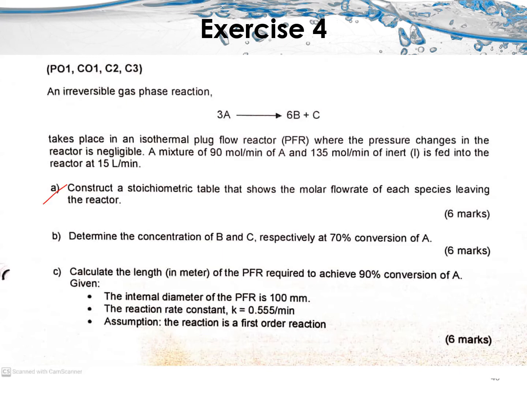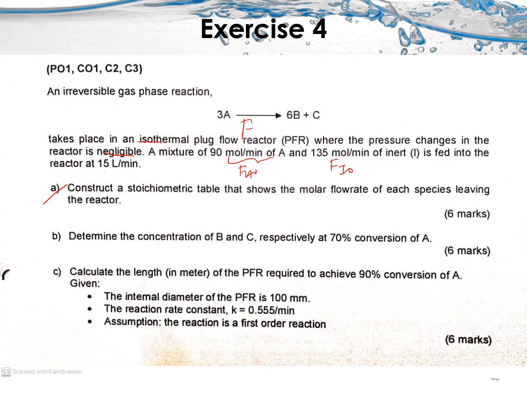So this is a flow system, and it is isothermal, and the pressure change is negligible, which means that there is no change of pressure. A mixture of 90 mole per min of A and 135 mole per min of inert is fed into the reactor at 15 liter per minute. Remember, mole per minute should be F. So this is FA naught and this is FI naught, and it is fed at 15 L per minute.